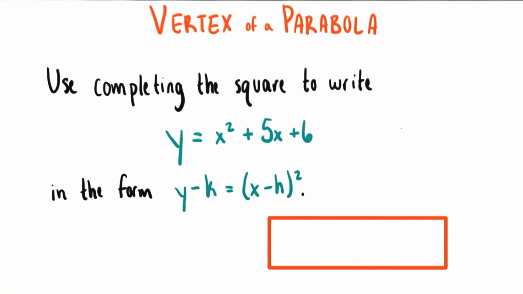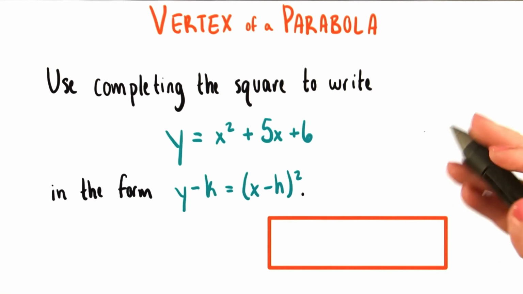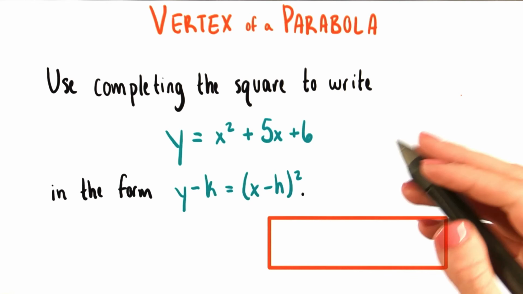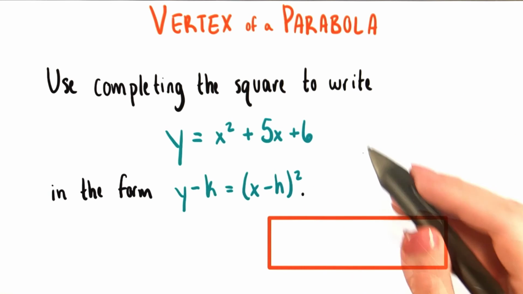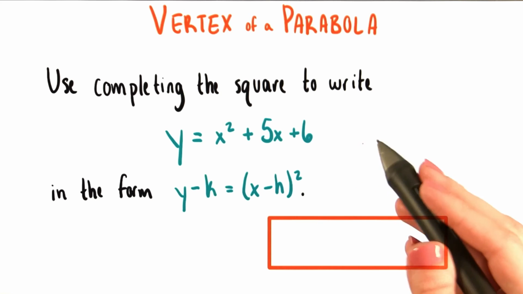Now, if your numbers get a little bit messy in here, don't worry. That doesn't mean you're doing the problem wrong. That often happens in math. So just go with it, and then at the end, you can always check your answer by plugging in points to the equation that you start with and the equation that you end with to make sure that they're the same.